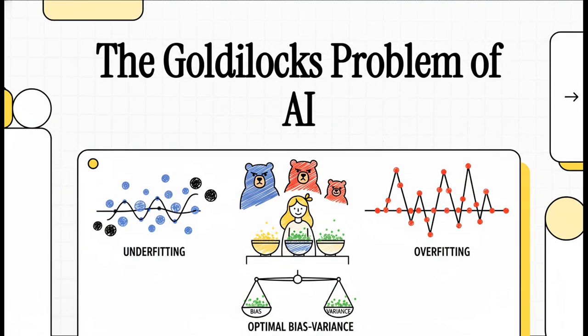All right, let's dive in. Have you ever heard of the Goldilocks problem in AI? It's this huge central puzzle in all of machine learning. Seriously, it's all about finding that perfect balance, you know? How do you get a model to learn just enough, but not too much?